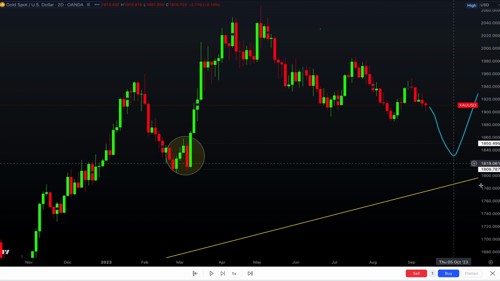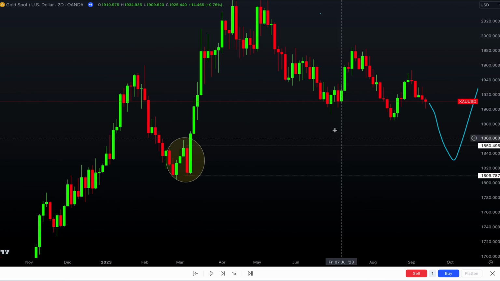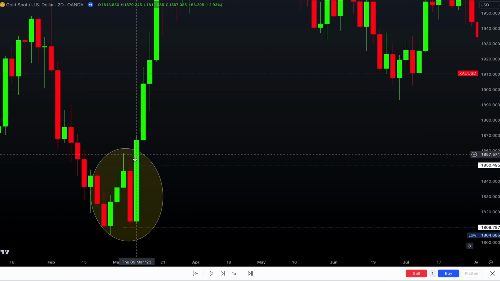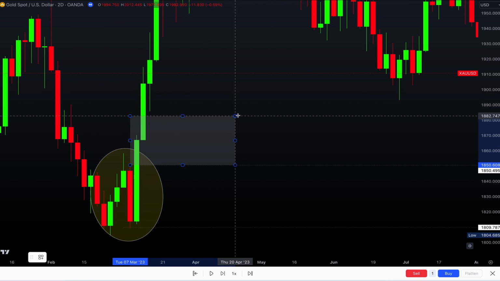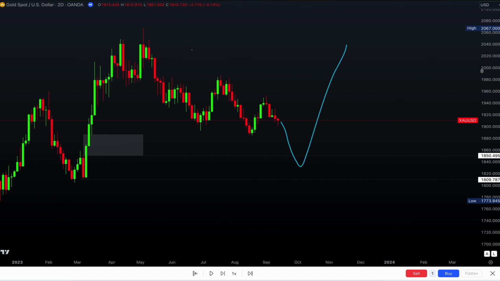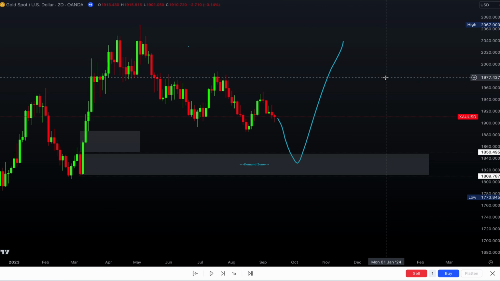And another thing that made me think that gold will move to the upside from here is that we still have a fair value gap around this area from here to here. So you can see that the analysis is not even that difficult. You have to understand impulse, correction, fair value gap, and then a demand zone around this area here, have a demand zone, and then this analysis is done.